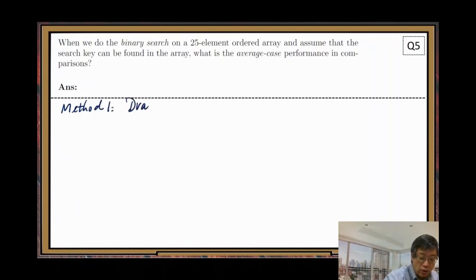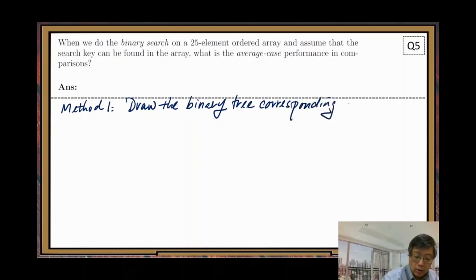Still draw the binary tree corresponding to the binary search. All right. Too much tedious work, so we may like to avoid it.